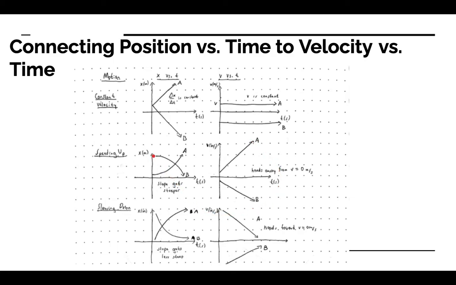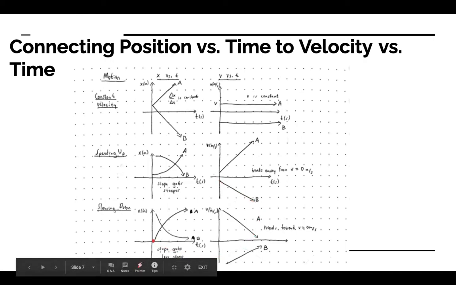Now, if we're speeding up and heading in a negative direction, our graph will look like this. Our slope will get steeper, but we're heading in the negative direction. And then the subsequent velocity versus time graph for an object that's speeding up and heading in a negative direction is going to be moving away from 0 meters per second, indicating that we're speeding up, and the velocity will be negative, indicating that we're heading towards the left. So again, for speeding up in a negative direction, our velocity will be negative, indicating we're moving in a negative direction, and we'll be moving away from the 0 meters per second mark on our velocity versus time graph to indicate that we're speeding up.